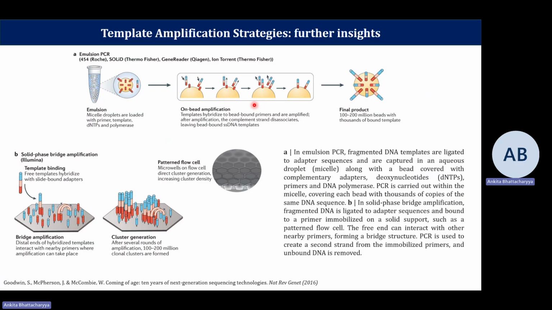You can amplify it using these different methods. The first one, of course, is emulsion PCR, like we had just mentioned a while ago. It is followed by multiple very large, big-shot companies like 454 pyrosequencing by Roche, SOLiD sequencing by Thermo Fisher, then GeneReader by QIAGEN, Ion Torrent again by Thermo Fisher. So they all use these strategies as well, but it involves the formation of an emulsion, then amplification directly on the bead surface, and finally the final product can also be availed from it.